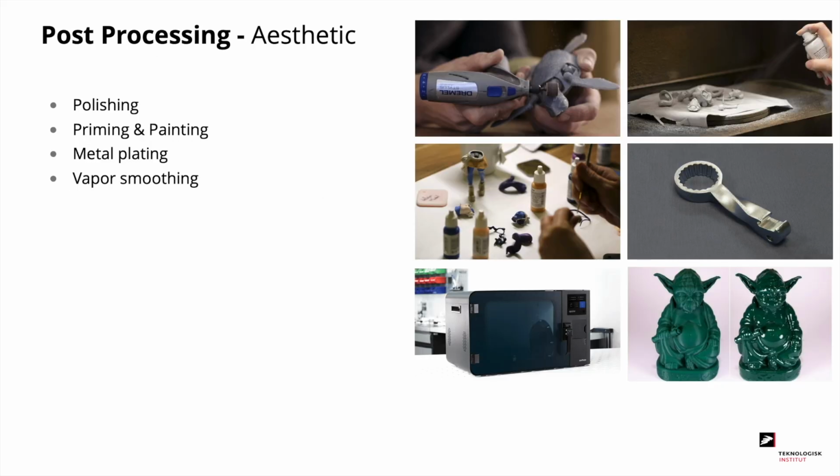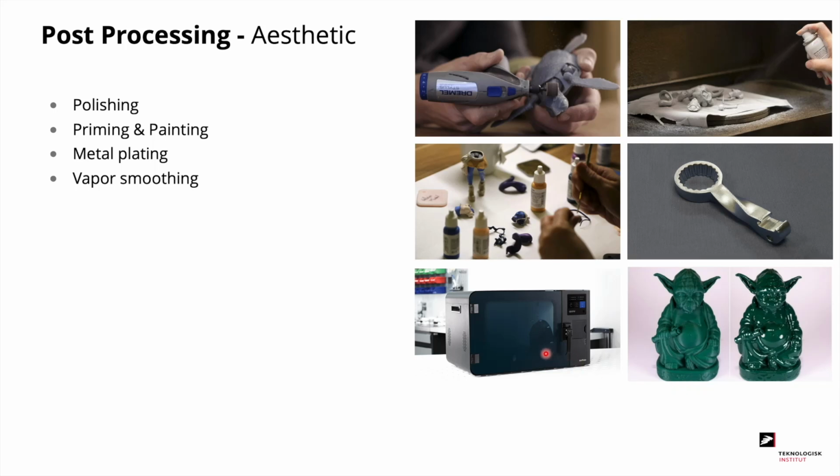To improve the aesthetics of the part, you can choose to polish it by hand, and also you can prime the parts and afterwards paint them the colors that you want. Also, metal plating is an option, where you add a thin metal layer to the plastic part. And in the end we have vapor smoothing that will give the part this glossy surface from the acetone vapors that are in this chamber.